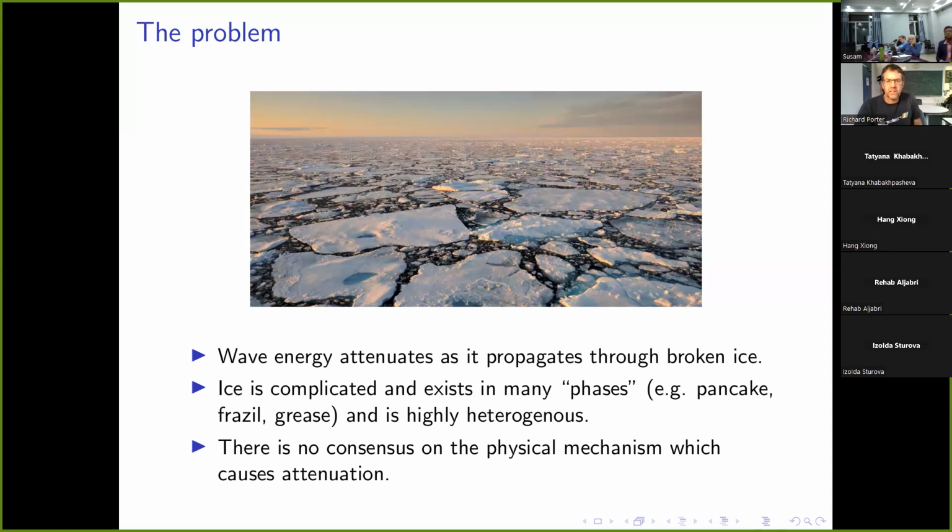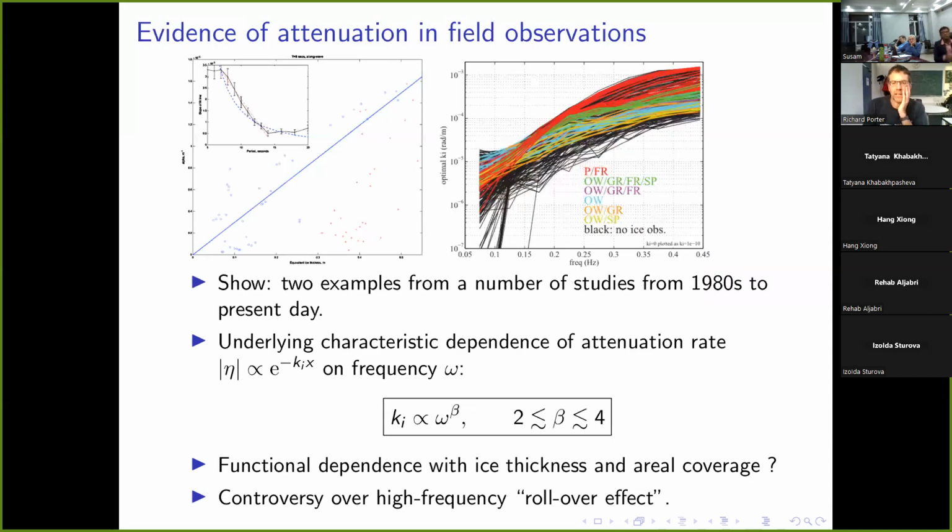Okay, so this tries to summarize the quite complicated landscape of field observations into a single slide. And I just picked two graphs. There are many studies which perhaps started in the early 1980s and continue to this day. The modern studies tend to be quite sophisticated and look at a number of different features. But in all of the studies, what you see is an underlying characteristic dependence of the attenuation rate on frequency.